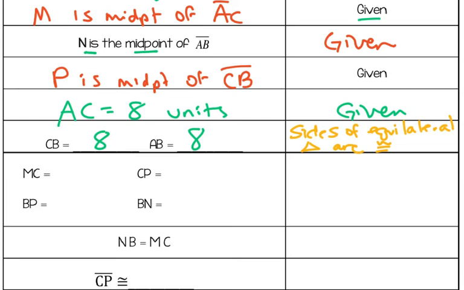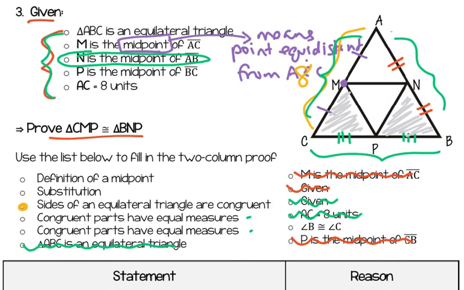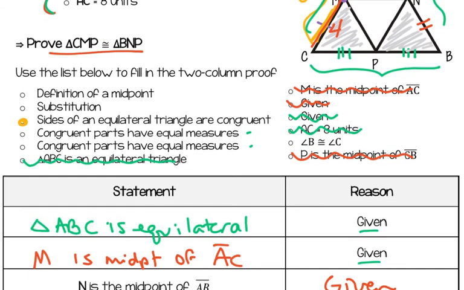Then the next thing, it says MC equals, so I need a number. How big is MC? Coming back and looking at my picture, MC is that one, so it's 4. Question: how do you know that it's 4? Well, because it's half of 8, right? So look at my choices. I've got definition of midpoint. What was the definition of midpoint? The midpoint is the same distance away, so it's splitting that in half. That seems like that would be good.